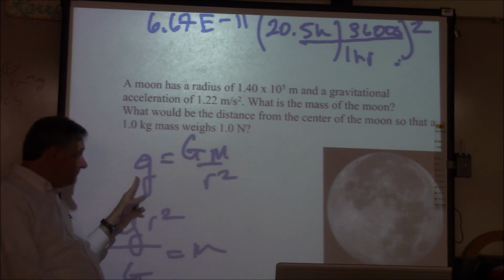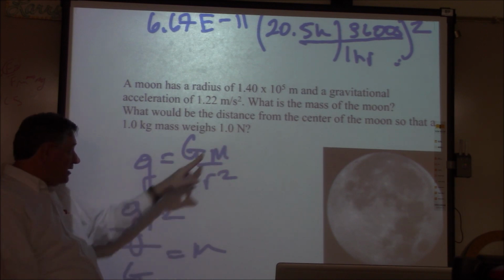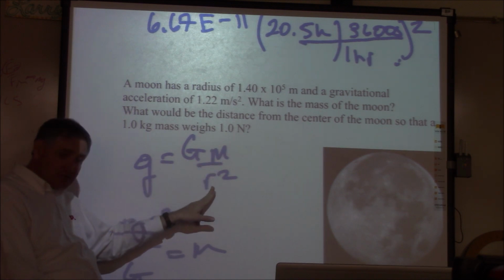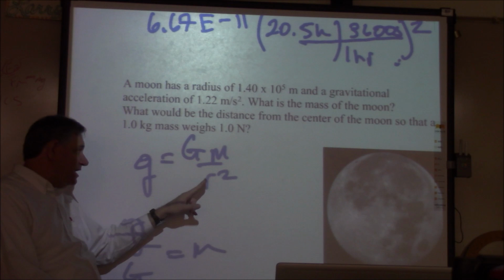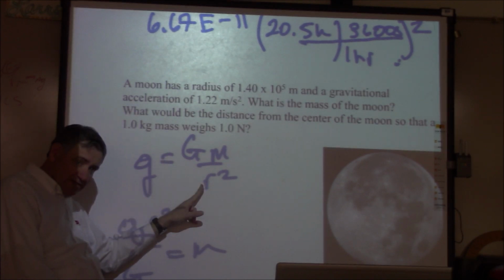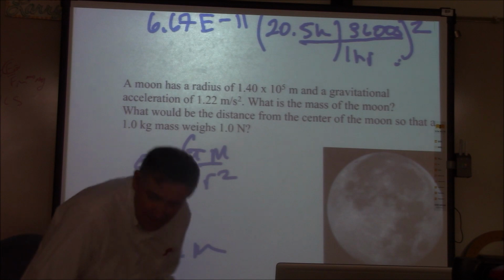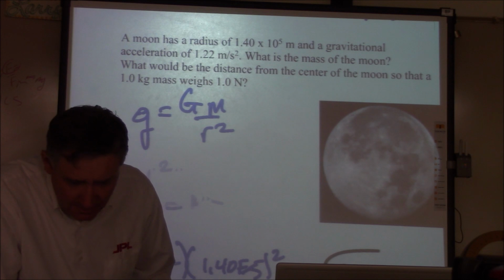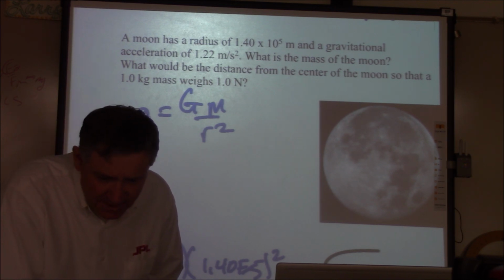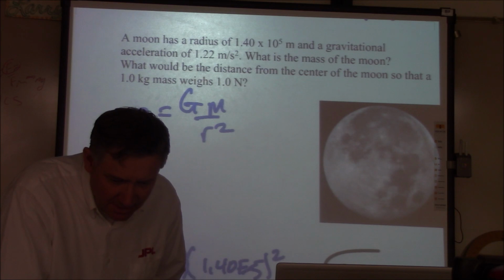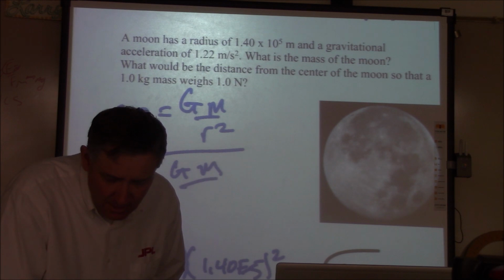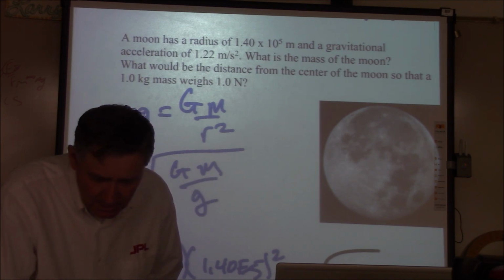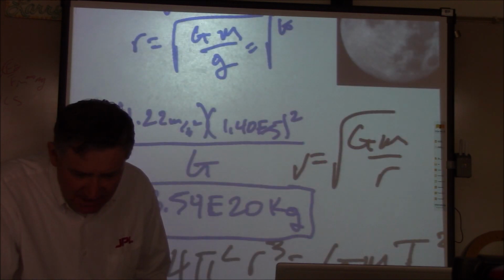I want this to be 1. I know what big G is. Now I know the mass of the moon. Now I want to solve for r. So now I need to solve this equation for the radius. Okay, that's what I need to do. So if I solve this for radius, I'm going to multiply by r squared and divide back. So r is going to equal the square root of big G m over little g. So I got big G, that mass is 3.59.